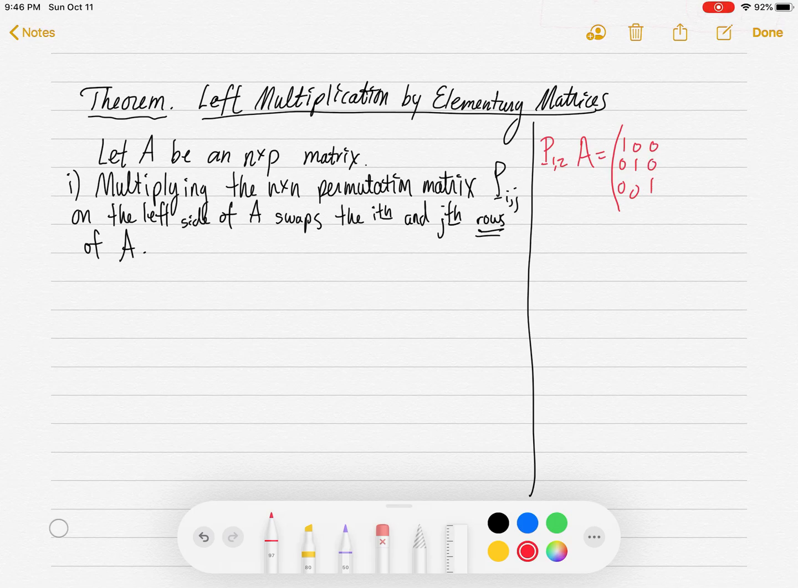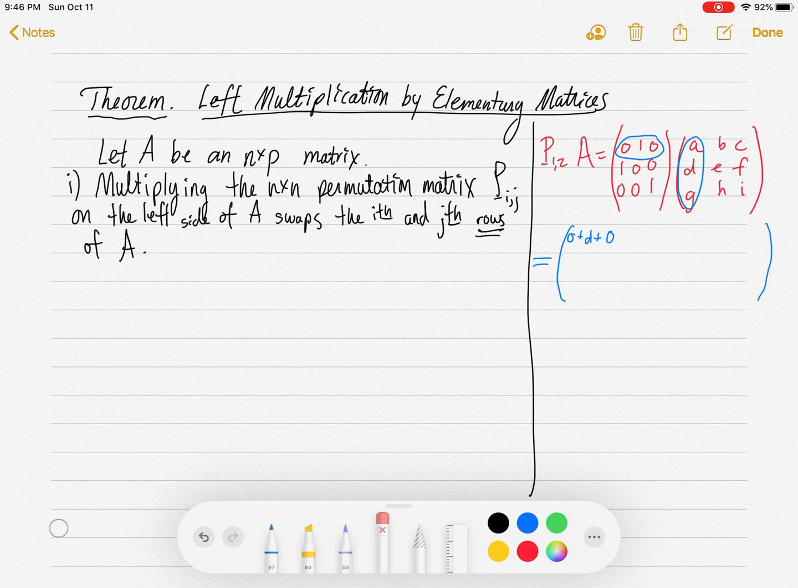Let's take, for example, P_12 times the matrix A. So P_12 would be something like what? Start off with 1, 0, 0, 0, 1, 0, 0, 0, 1. This is the identity, and you swap the first and the second columns. So I'm going to get 0, 1, 0, and 1, 0, 0. Okay, there's P_12. Now let's say A has a, b, c across the first row, d, e, f across the second row, g, h, i across the third row. I'm going to write it this way.